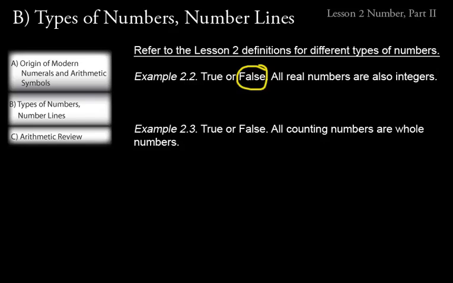That would be true. And you can pause the lecture and go ahead and try to answer these questions before I do, and then you can turn the lecture back on and see if you did them correctly. You don't have to wait for me to explain it. You can pause it and try to answer it on your own. So example 2.3, true or false, all counting numbers are whole numbers. Well, whole numbers start with 0, right? 0, 1, 2, 3, 4. Counting numbers are like counting on your fingers. You start with 1. So all counting numbers would be whole numbers. So this would be true.